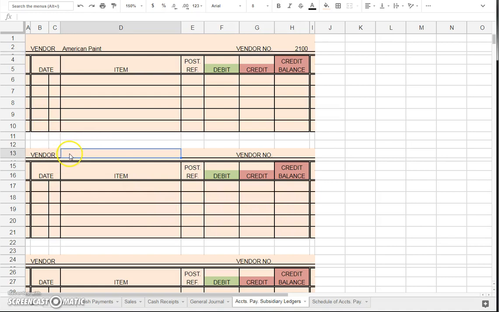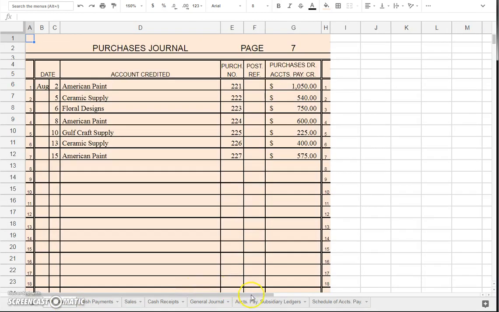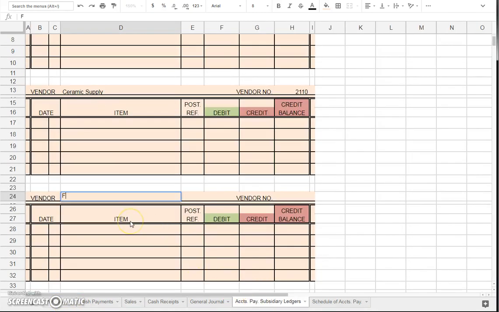So Ceramic Supply, and I'm going to give this one the number 2110. And then we've got Floral Designs.